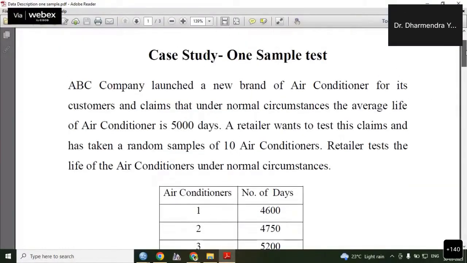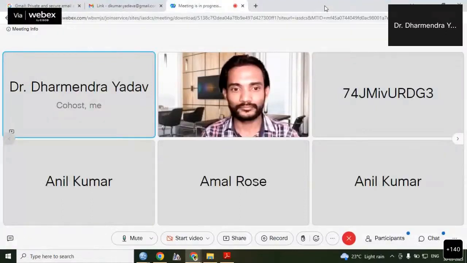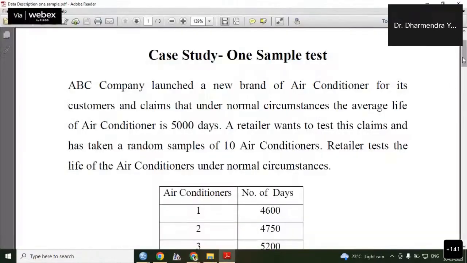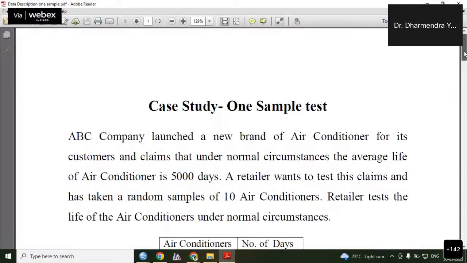Yes, sir, visible now. Okay, so this is the first case of one sample t-test. Suppose we have a given mean, and we have one sample mean, and now we want to test whether this given mean is equal to the sample mean or not.